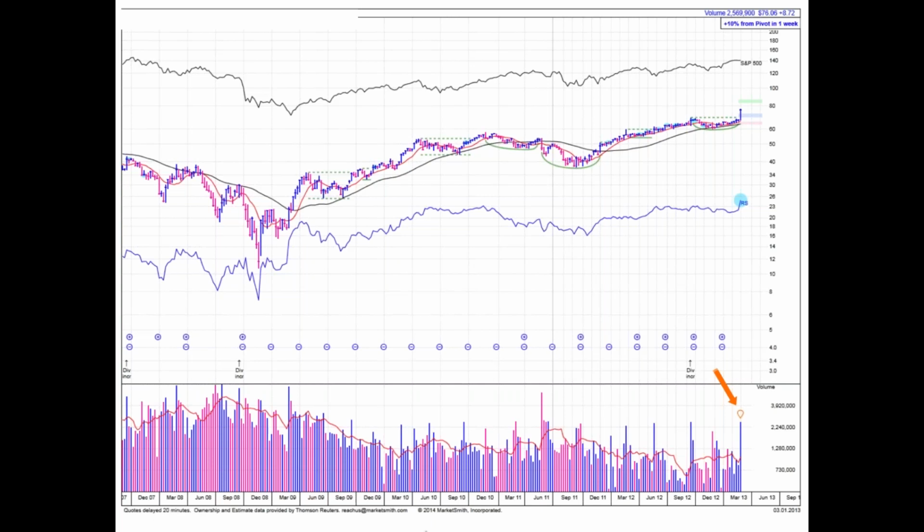Yes, exactly. So, Alan, when we're seeing a cup with handle, for example, in that handle, we're looking for the price to drift lower. It's just digesting the right side of that cup. And in an ideal world, that volume will dry up in the handle. And then once it breaks out, that volume will come back in.